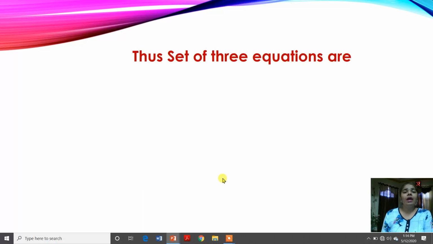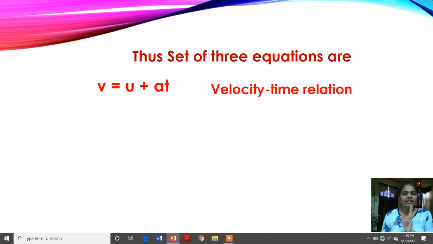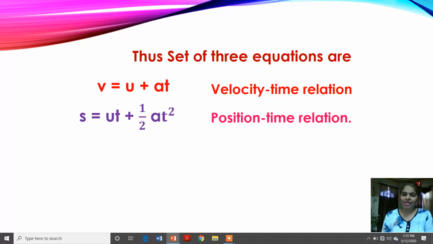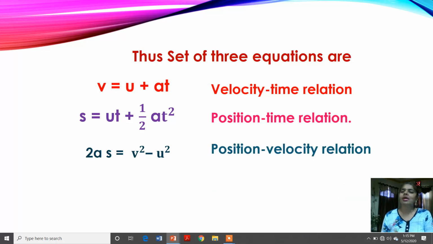The set of three equations are: yes, v equals u plus at. It should be on your tips now. It is the velocity-time relation. Then the second is s equals ut plus half at square. It is the position-time relation. And the third is 2as equals v square minus u square. It is the position-velocity relation.